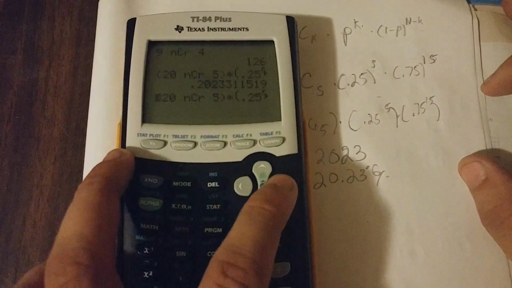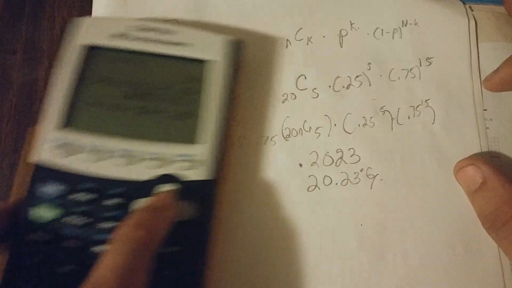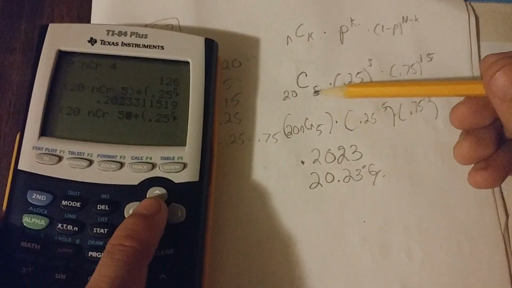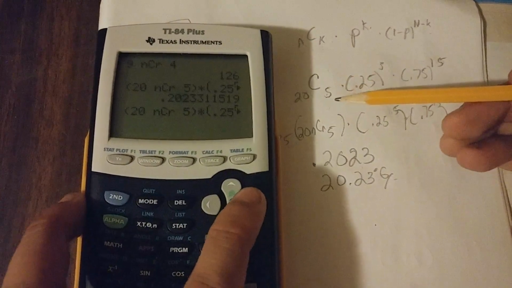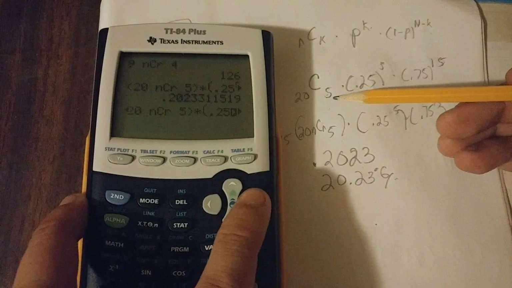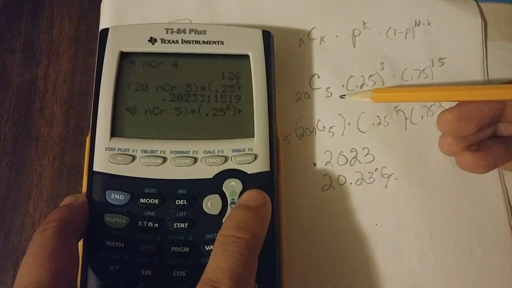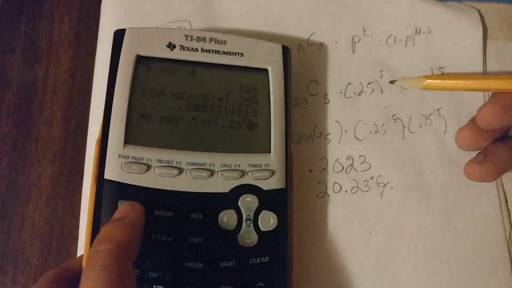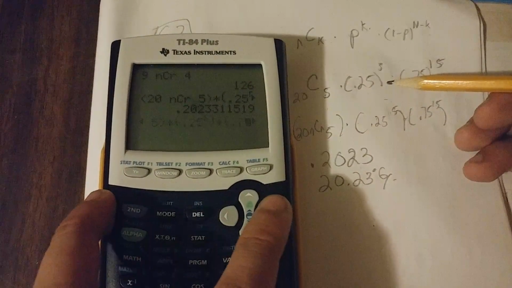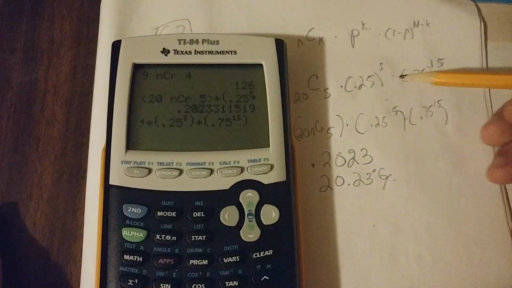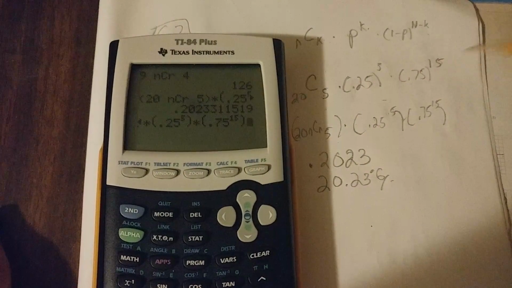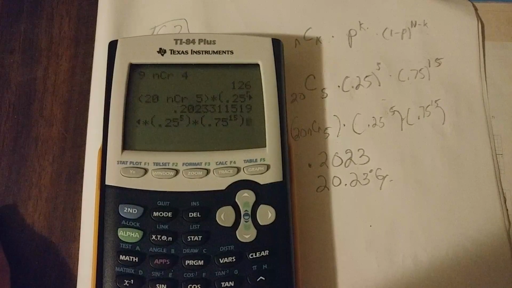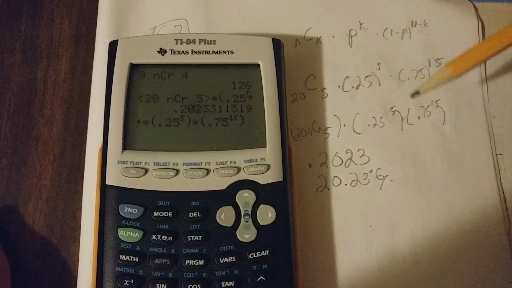So this is 20 nCr 5. So 20 nCr 5 right here, the nCr from 6.1. Times 0.25 to the 5th power. So that's 0.25 to the 5th power. Times 0.75 to the 15th power. 0.75 to the 15th power. You just multiply that all together in your calculator.